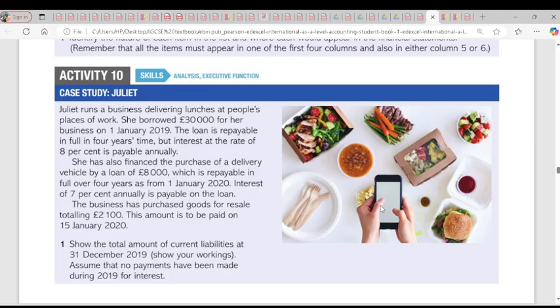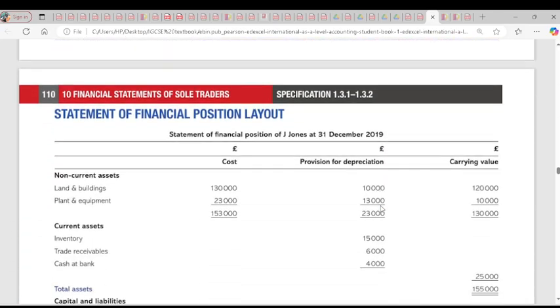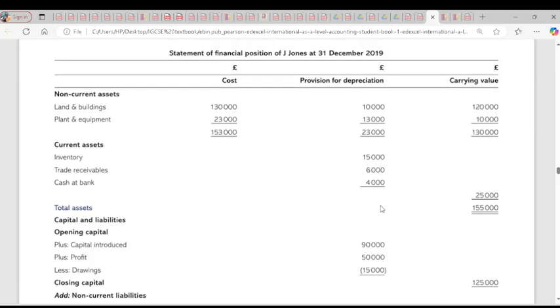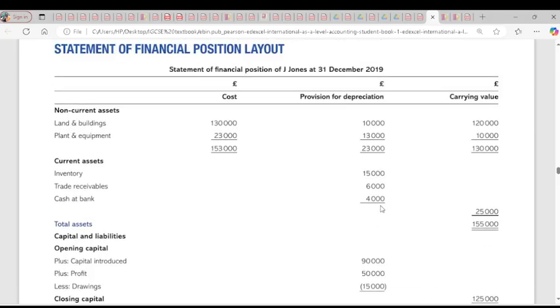So that takes us to the statement of financial position layout. For the layout, we're talking about the format. In your statement of financial position, you have 3 columns: the cost, the provision for depreciation, and the carrying value. The cost is the historic cost, which is the value of the asset. Provision for depreciation is the amount you have to take away for depreciation, and the carrying value is the difference between the historic cost and the provision for depreciation.